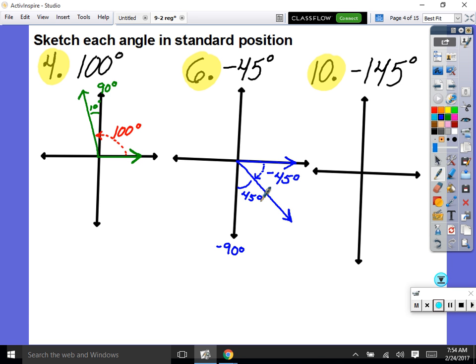Okay, let's do 10. Negative 145. So you would draw in your initial side. Now we're going negative again. So we know that this is negative 90. And isn't this negative 180 degrees? So we need to go somewhere between negative 90 and negative 180, right? Now I need you to be pretty specific, like where are we going here? So how can we maybe figure this out?